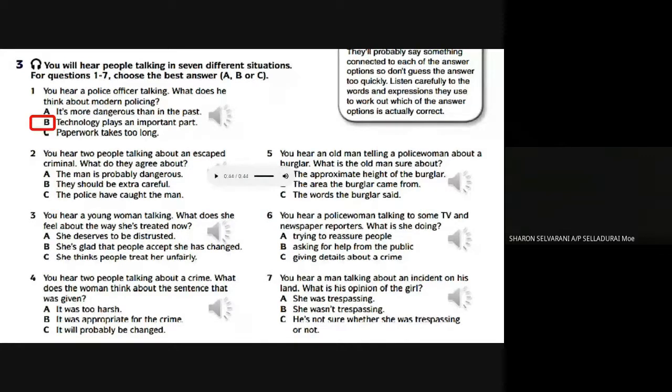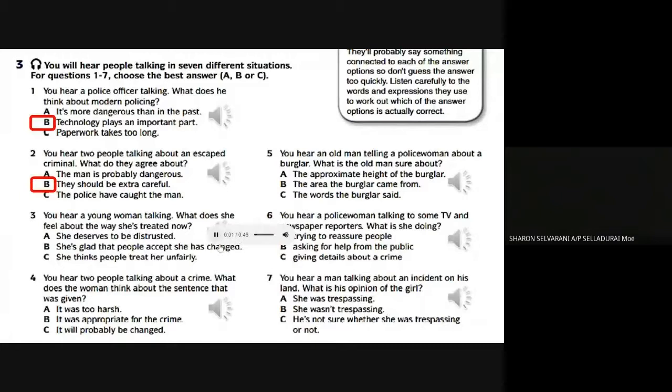Okay, let's check our answer. Okay, the answer is B. Because they have not caught him yet, right? So he could be somewhere around your housing area or whatsoever. So we should be extra careful. Okay, so let's look at number three.